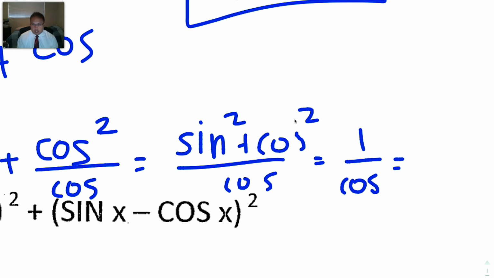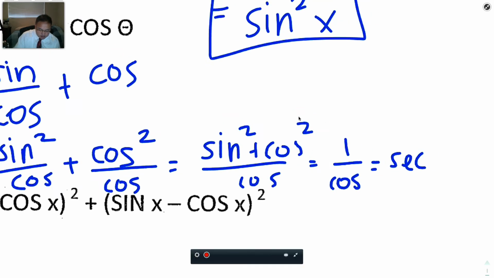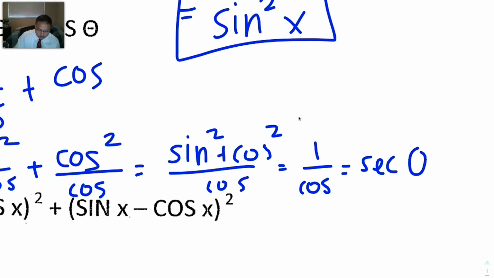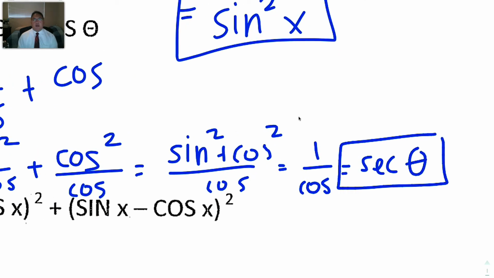And 1 over cosine, you can leave it like that, or the correct function is secant. And in this particular problem, it was a function of theta, so I'm going to make sure I add my theta back in the problem.